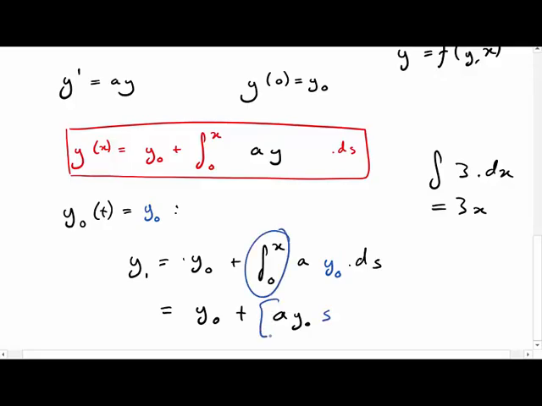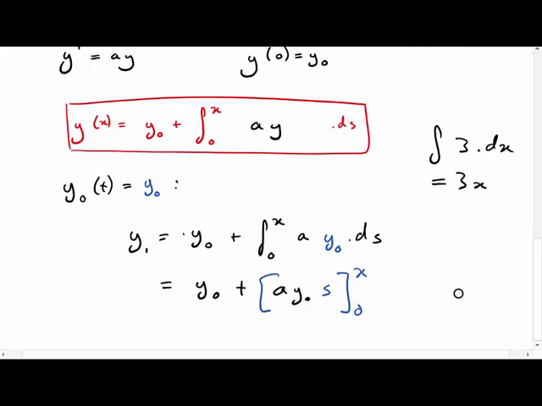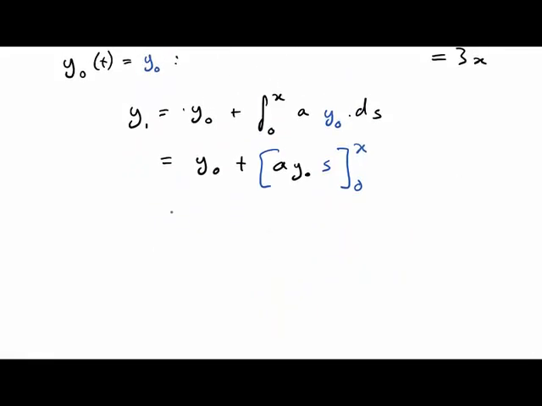And of course, we need to remember our limits of integration, so from 0 to x. So I've literally just integrated that thing there. That's all I've done. So what is that now equal to? We've got y0 plus, we just put these limits back in for s.